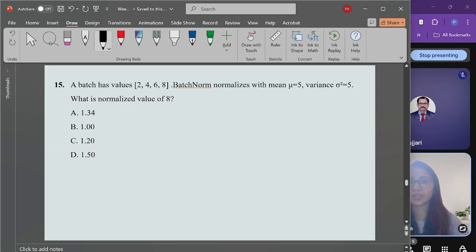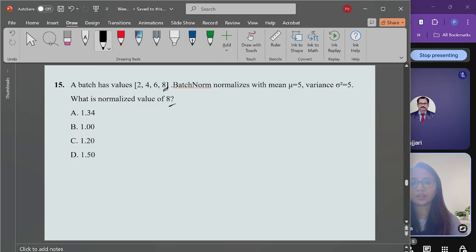Our next question is: a batch has values 2, 4, 6, 8. Batch norm normalizes with mean mu equal to 5 and variance also given as 5. What is the normalized value of 8 in this batch? So the batch is normalized with mean mu equal to 5 and variance equal to 5.